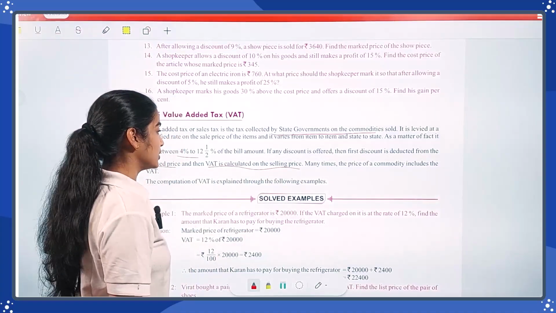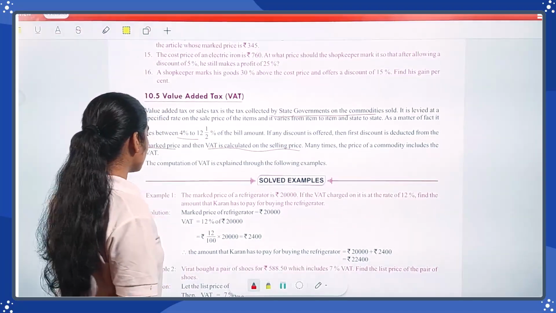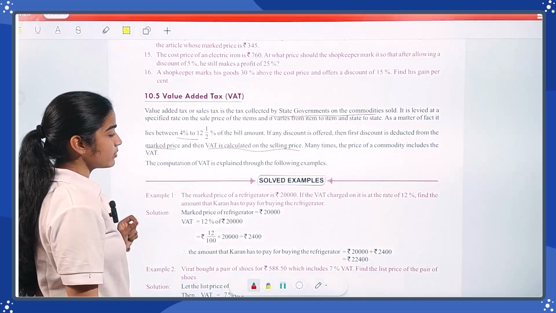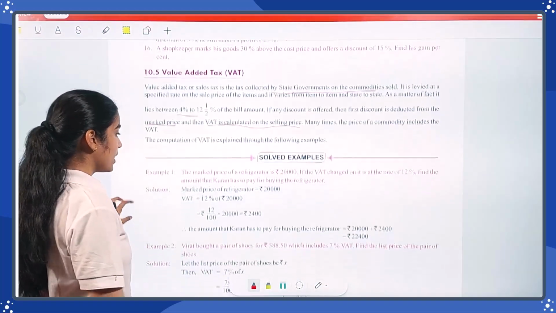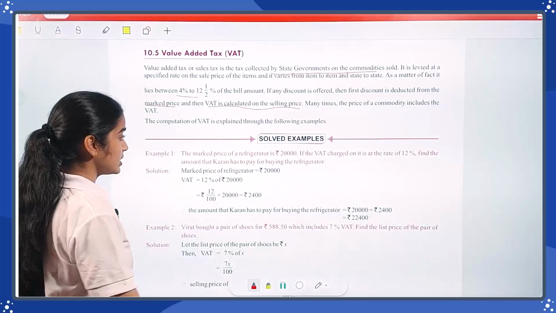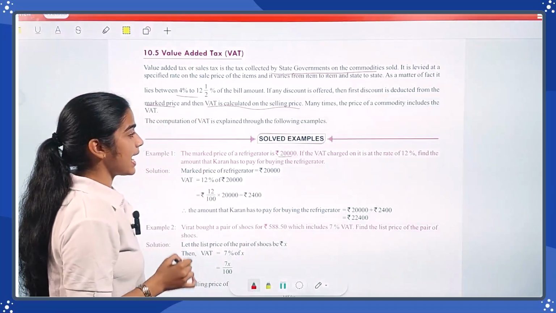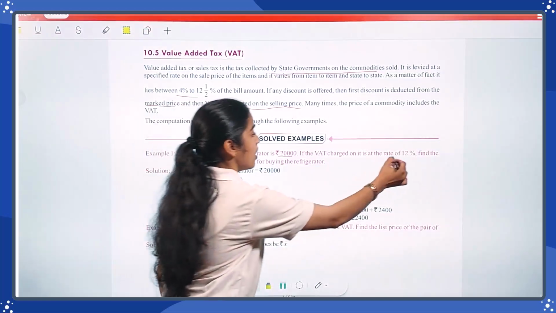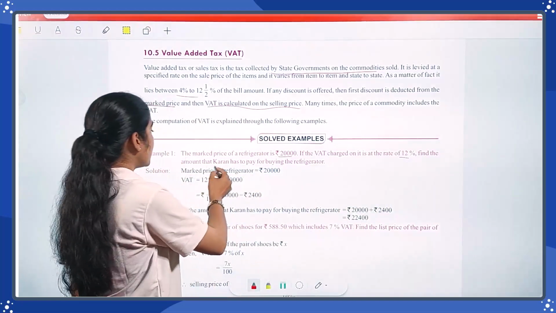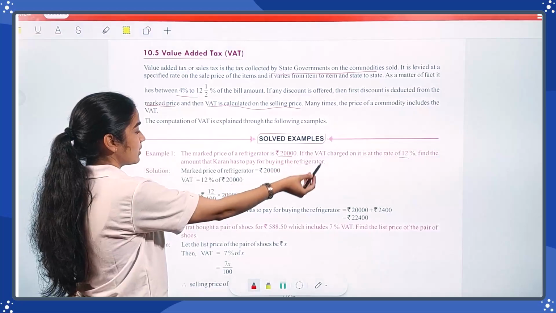Many times the price of a commodity includes the VAT. This computation of VAT is explained through the following examples. The marked price of a refrigerator is 20,000. If the VAT charged on it is at the rate of 12%, find the amount that Karan has to pay for buying the refrigerator.